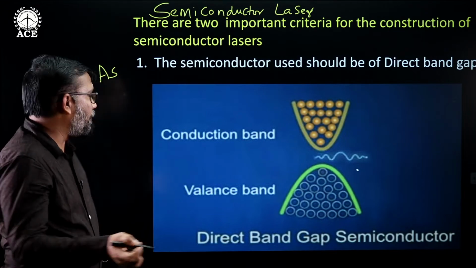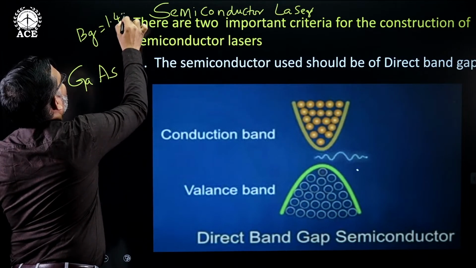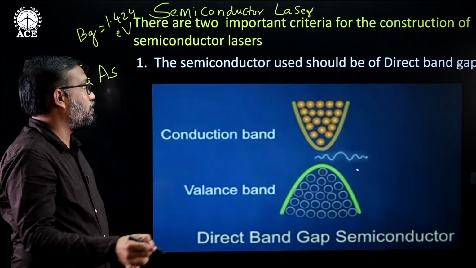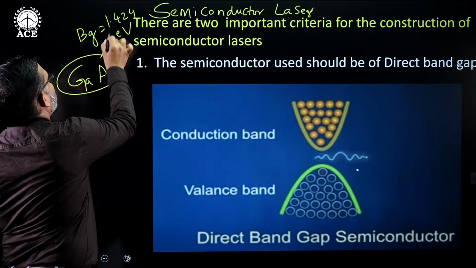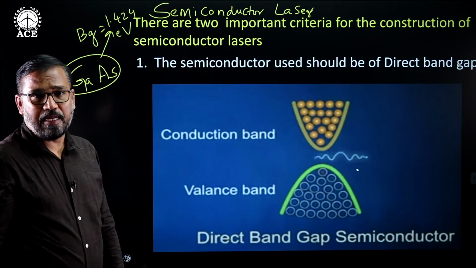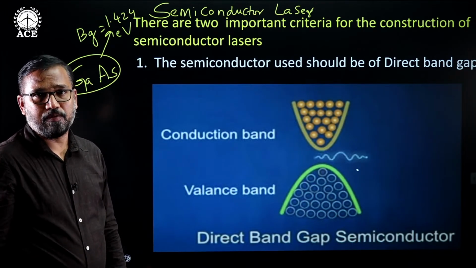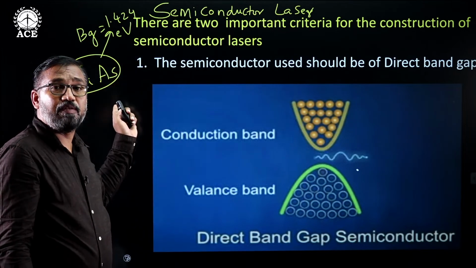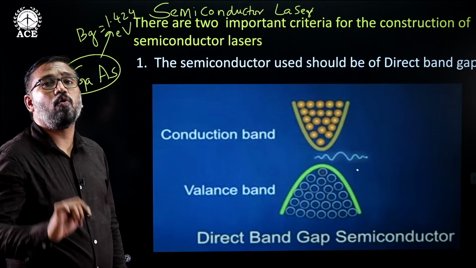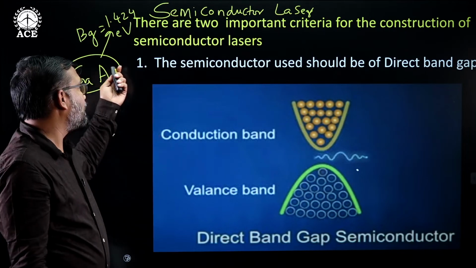Why? Their band gap. The gallium arsenide band gap is 1.424 electron volts, whereas germanium has a much smaller one. So only this band gap is suitable for laser emission. When we use germanium and silicon, we get phonons, that is heat energy. Here, with this band gap, we get photons.